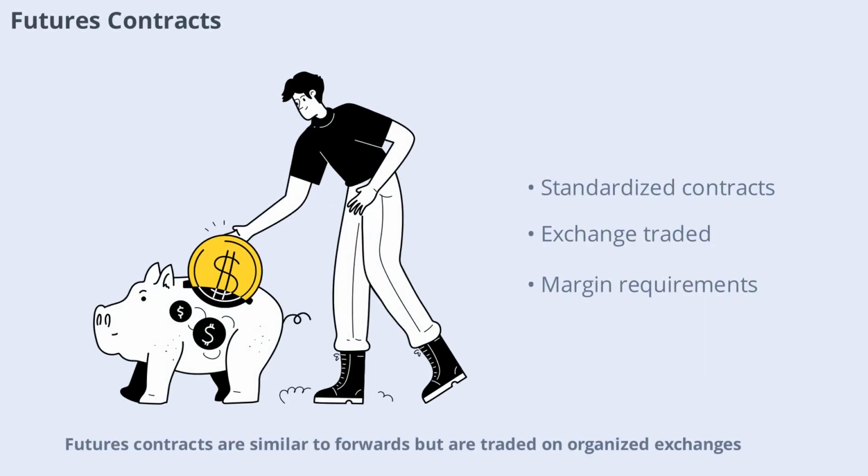Futures contracts are similar to forwards, but are traded on organized exchanges. They are standardized in terms of lot size, underlying asset, and expiry date. Futures are mainly settled in cash, though physical settlement is possible. Margins and daily mark-to-market adjustments are required, and settlement is guaranteed by the clearing corporation. This structure provides transparency, reduces counterparty risk, and makes futures accessible to a broader range of participants.